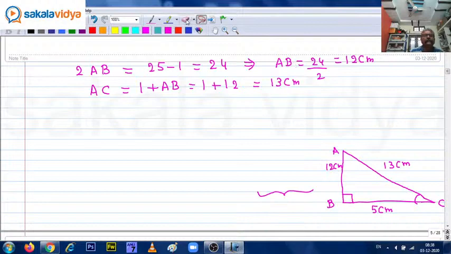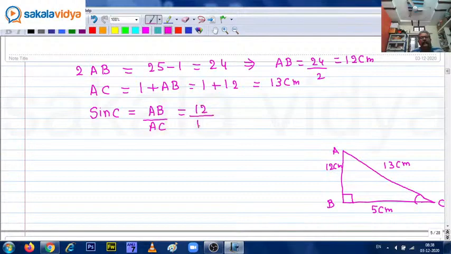Now, we need to write sin C and cos C values from this triangle. What is sin C from this triangle? Sin C equals opposite side AB upon hypotenuse AC, that is 12 upon 13. Find cos C. What is cos C? Cos C is equal to adjacent side, that is BC, hypotenuse is AC. So 5 upon 13.